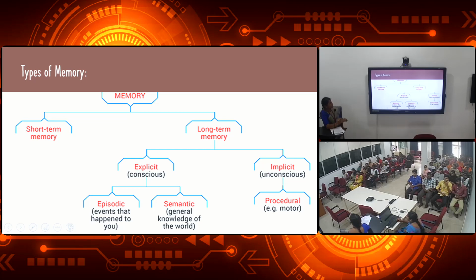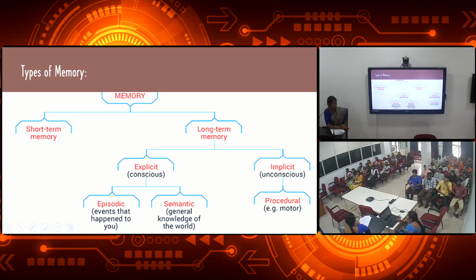See, there are two types: short-term memory and long-term memory. In sensory memory, you don't have any types in between. In your long-term memory, you have two types of memories: implicit memory and explicit memory. What is explicit memory? Explicit memories are the memories which you are storing and retrieving very consciously. In explicit memory, you have two types: episodic memory and semantic memory.